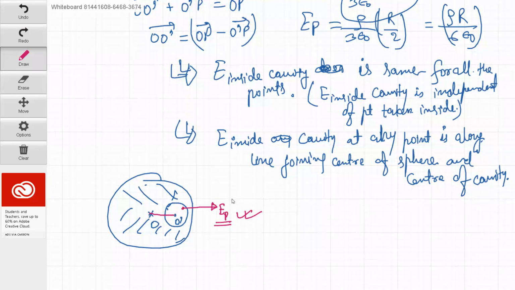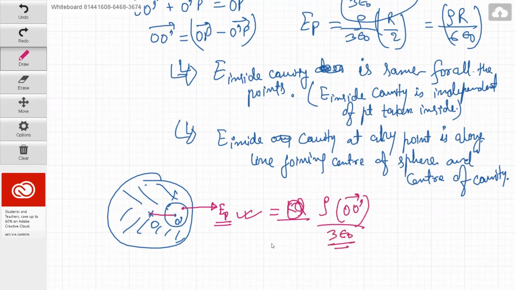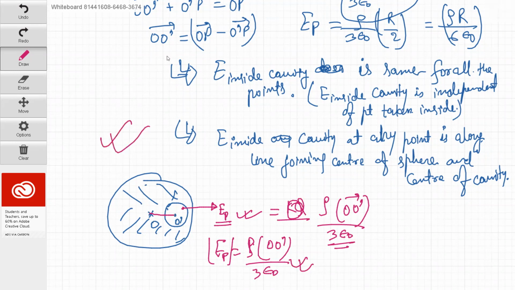This depends on rho into O O dash divided by 3 epsilon naught, so its magnitude is rho into O O dash divided by 3 epsilon naught. That is the answer. So you can directly write the expression for the electric field at a point inside the cavity, and you can also give the direction of the electric field.